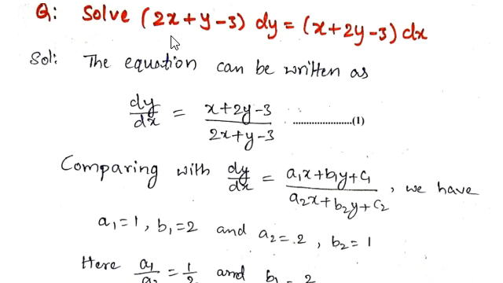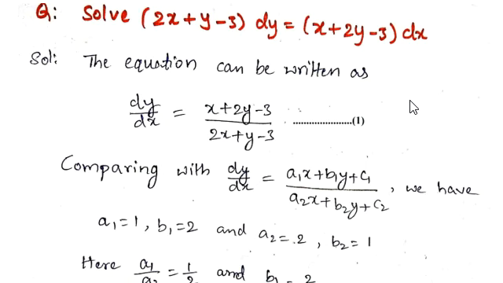Solve (2x + y - 3) dy = (x + 2y - 3) dx. So this given equation can be written as dy/dx = (x + 2y - 3)/(2x + y - 3). Let us assume this as equation number 1. This given equation is not a homogeneous equation, but it can be reduced to a homogeneous equation.